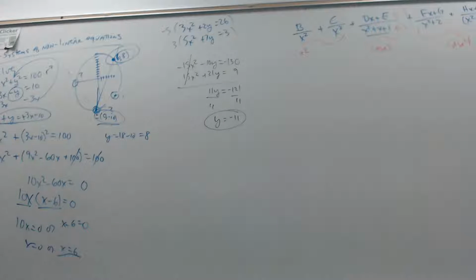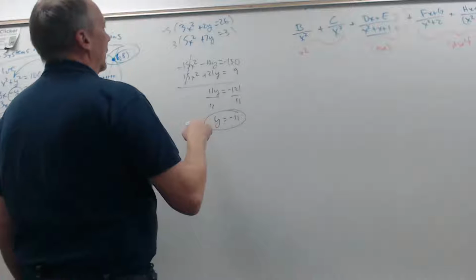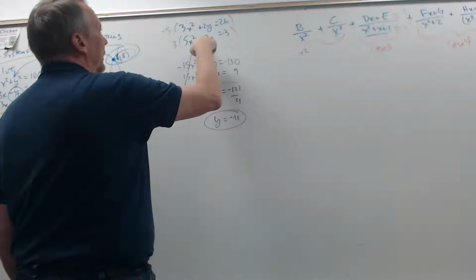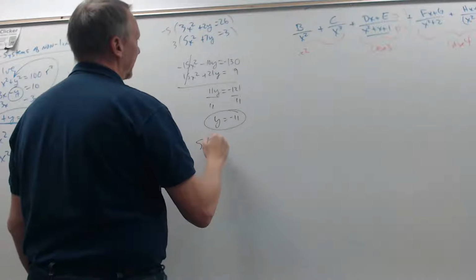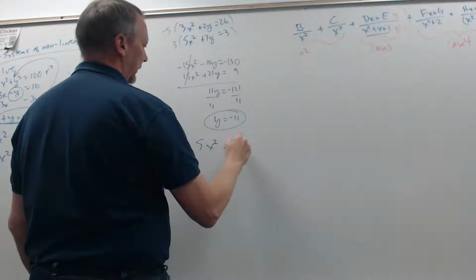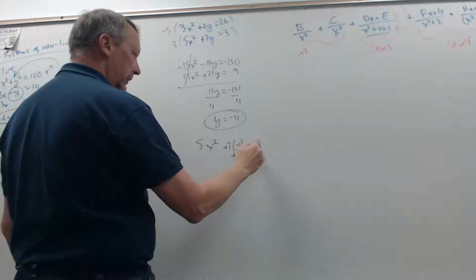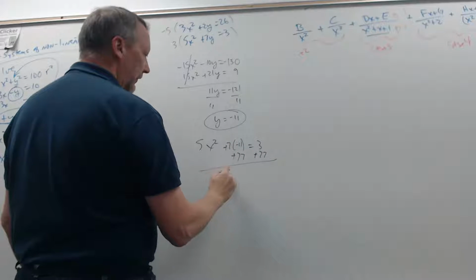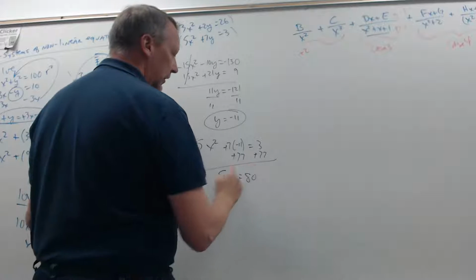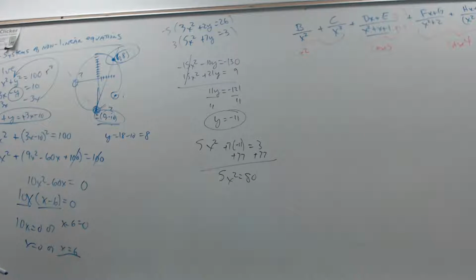Okay, then what? Plug it back in. Let's do the bottom one. So the bottom one, 5x squared plus 7 times negative 11 equals 3. So that's negative 77, so I'm going to add 77. 5x squared equals 80. I put 9. 3 plus 77. 80. 5 couldn't divide into it.